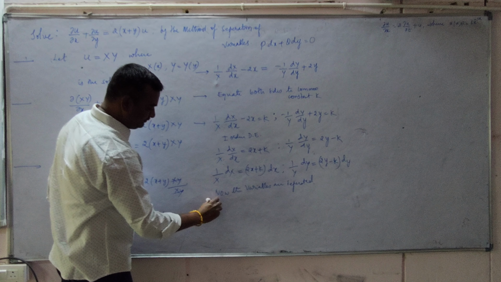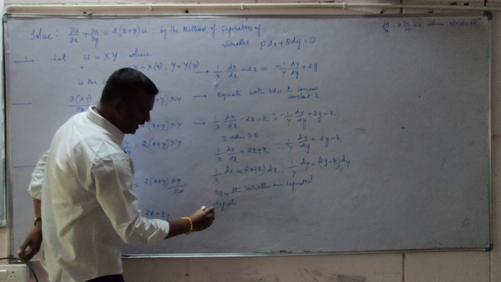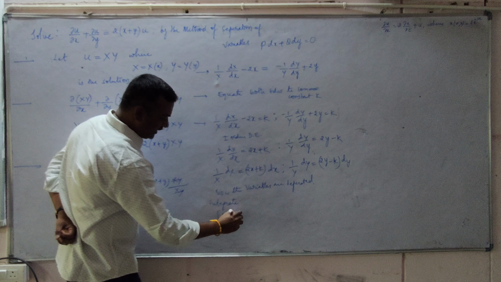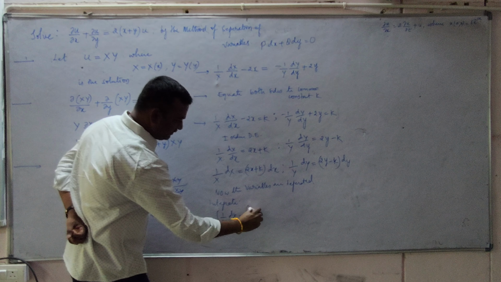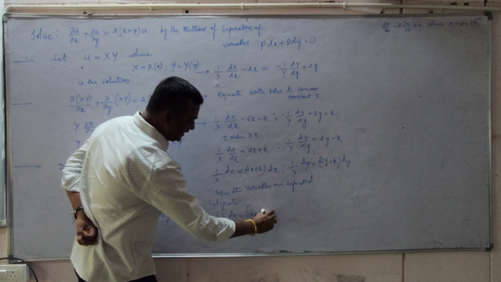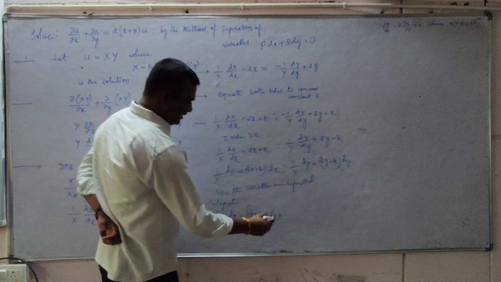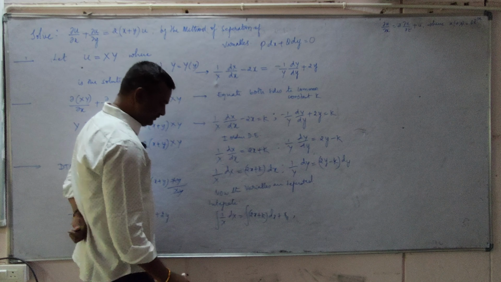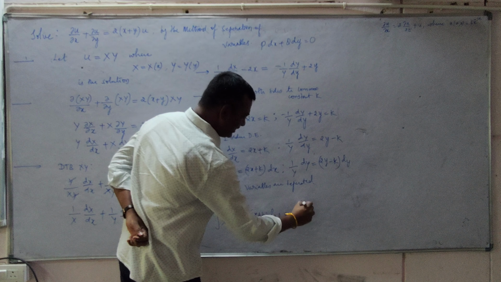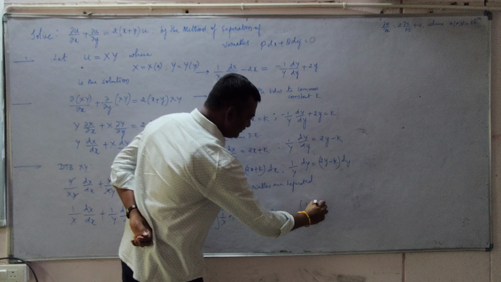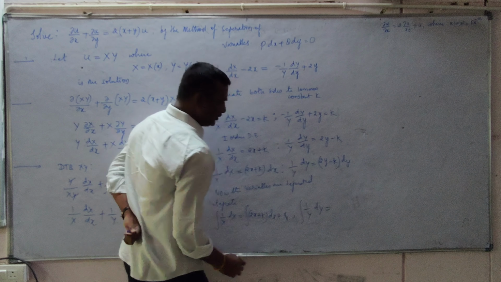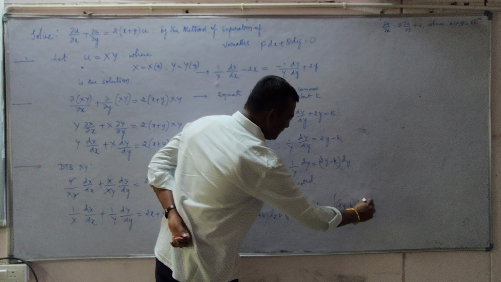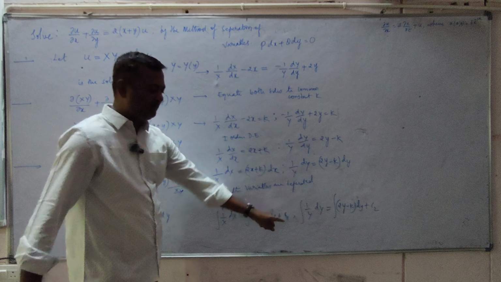What is the next step? We need to integrate. On integration, what will happen? Integration of 1 by capital X into dX is equal to integration of 2x plus k into dx plus some constant k, or you can call it C1. Next, here the integration of 1 by Y into dY is equal to integration of 2y minus k into dy plus C2. This is C1 and C2.